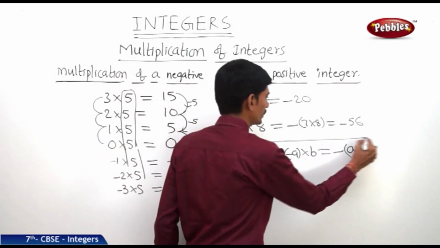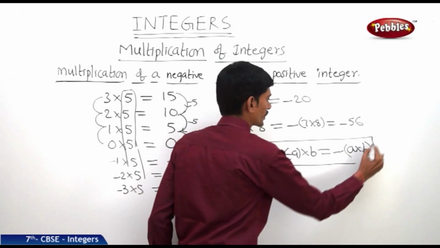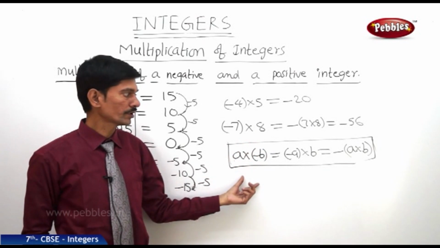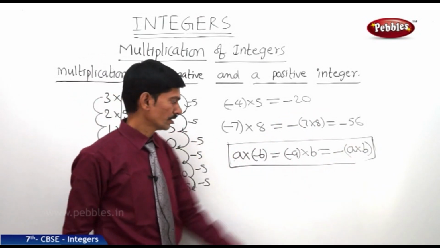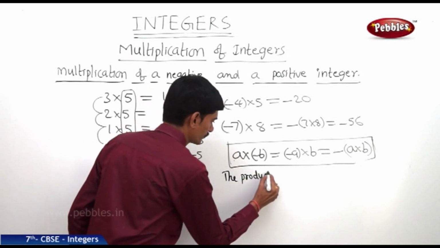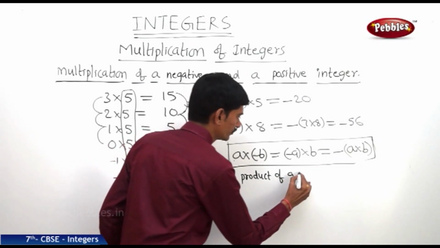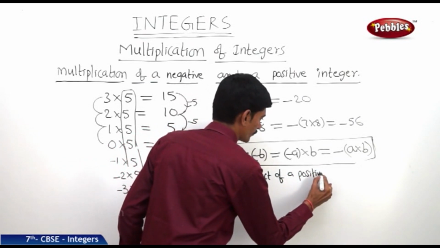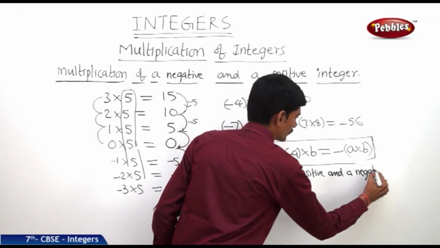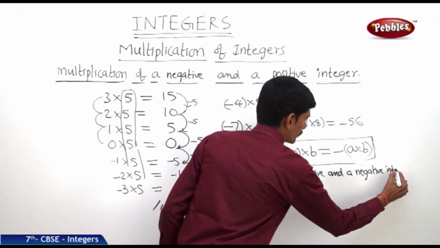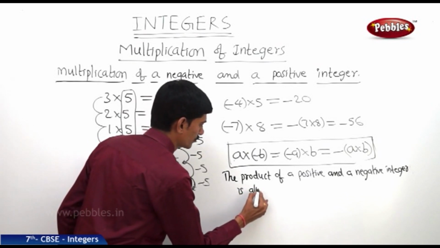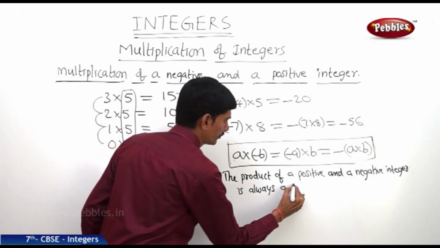So then we can write a statement that the product of a positive integer and a negative integer is always a negative integer.